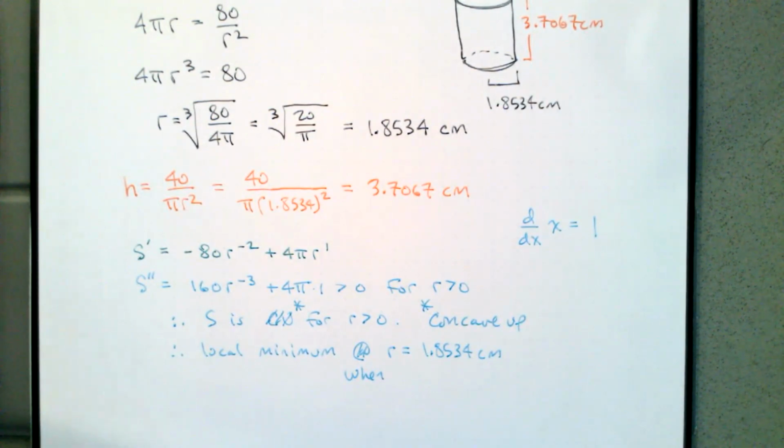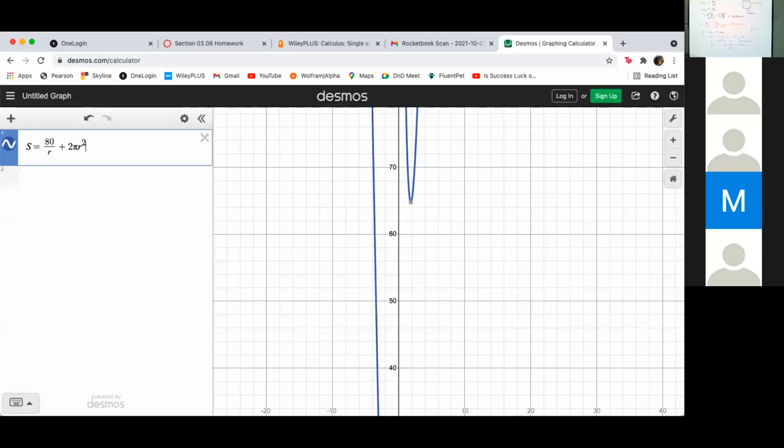So the question is to look at the graph. If we look at the graph of the function, it looks like Desmos will accept S and R, and it will figure out which one is vertical and which one is horizontal. So if I look at the graph of S, once I got S down to one variable, once S was just 80 over R plus 2 pi R squared, this is our objective function once it's in terms of one variable.